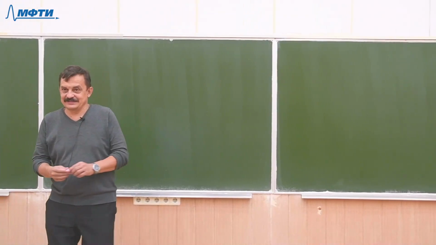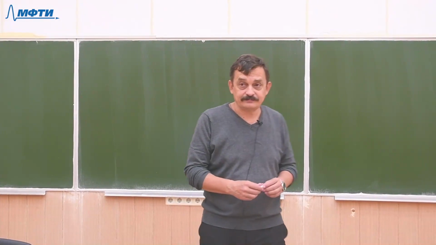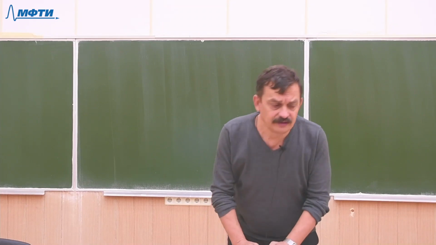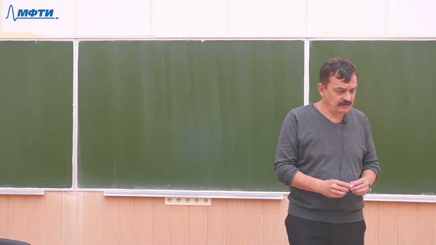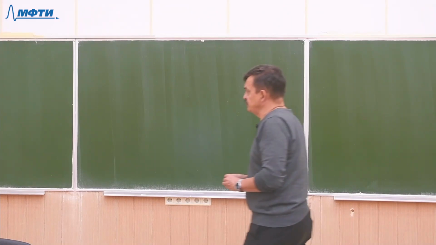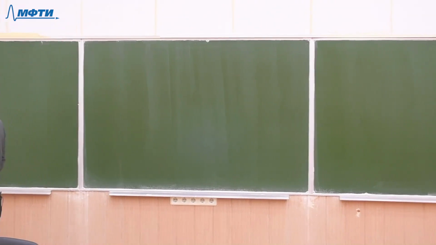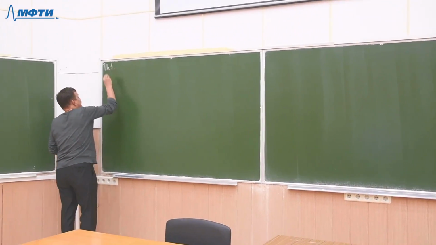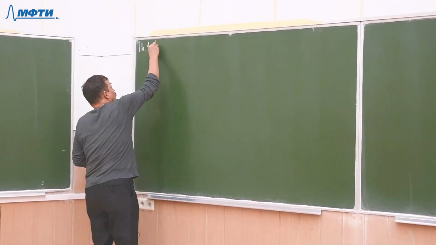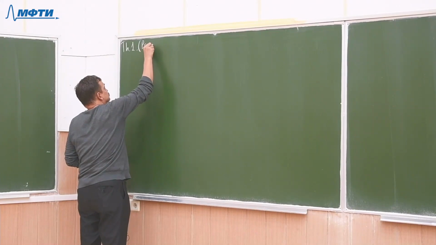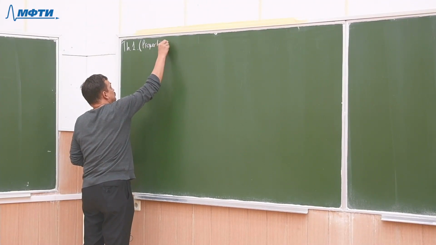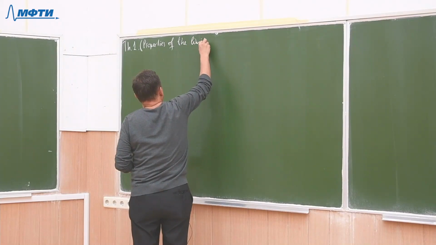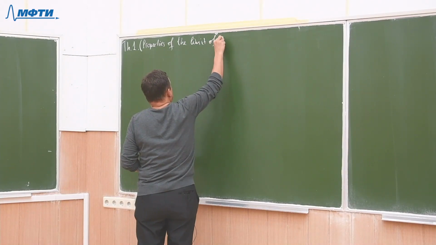So let's start. We start with properties of the limit for vector functions. So theorem 1 in this section, properties of the limit of vector functions.